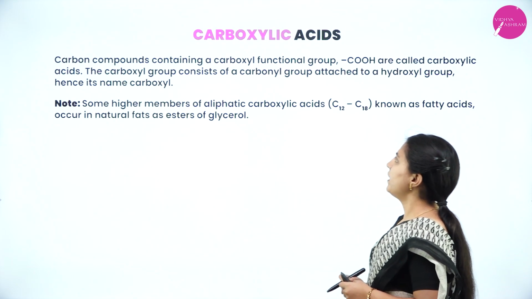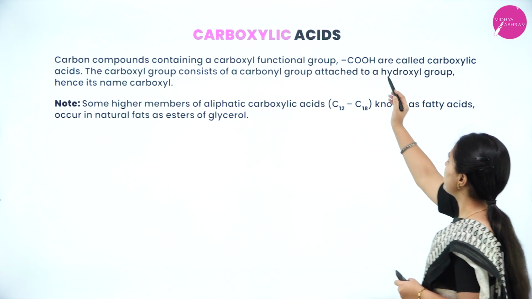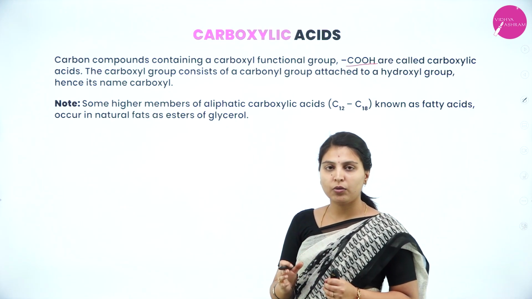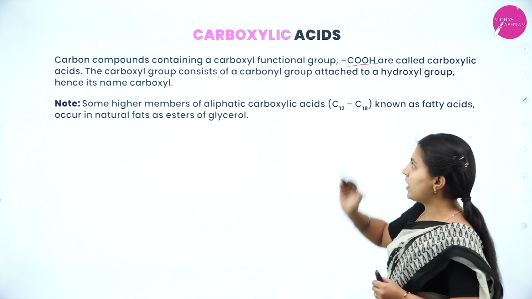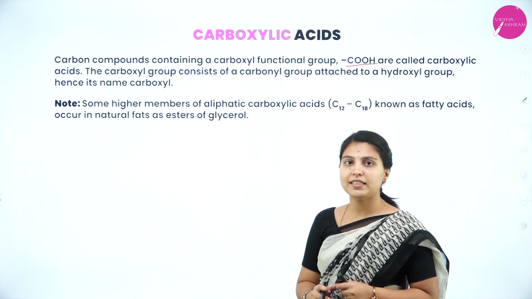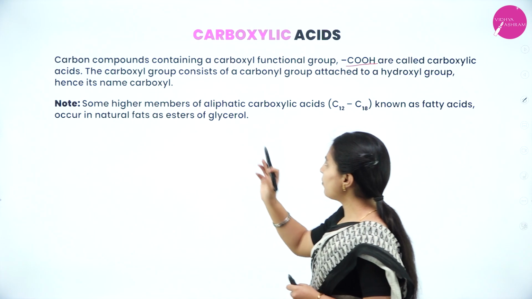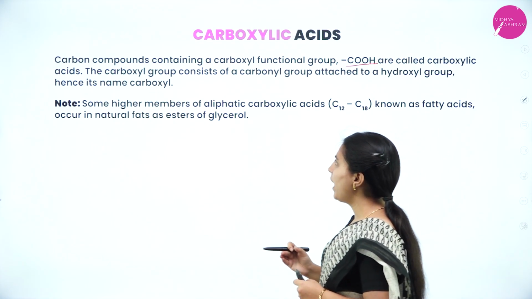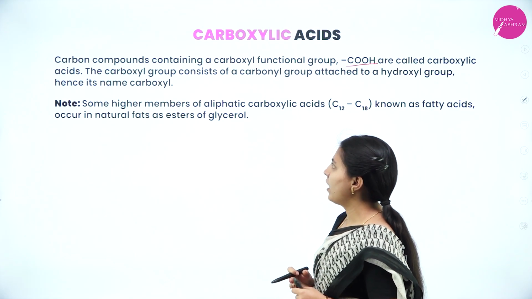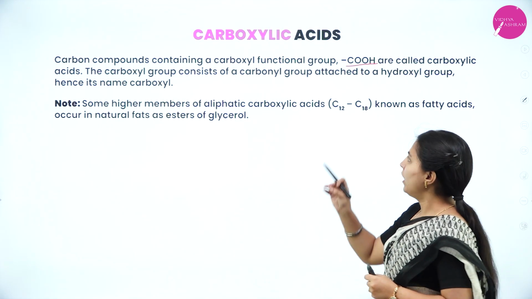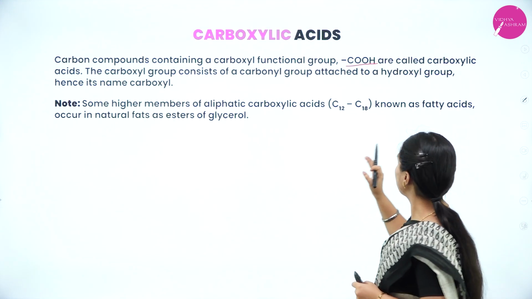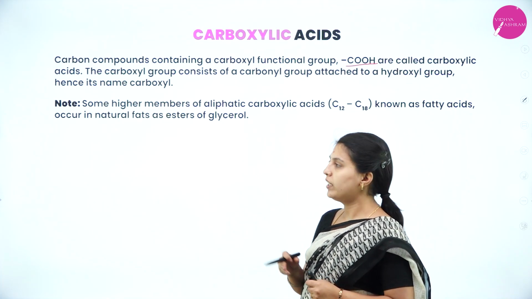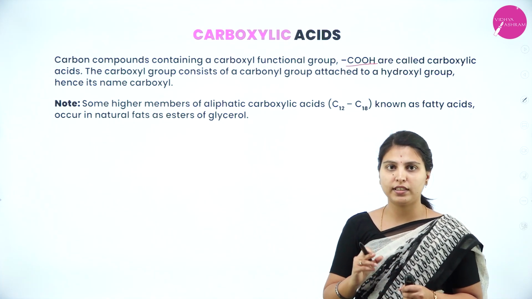Carbon compounds containing a carboxyl functional group, that is COOH, are called carboxylic acids. Any carbon compound which contains COOH as a functional group will be considered a carboxylic acid. The carboxyl group consists of a carbonyl group attached to a hydroxyl group, hence its name is carboxyl. For CO, OH is added, that's why we call it carboxyl.